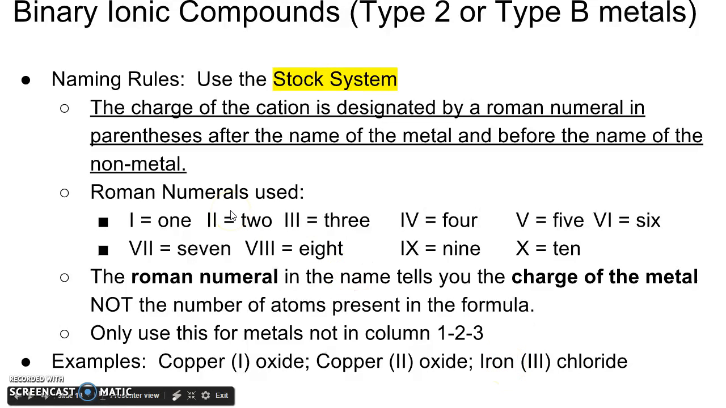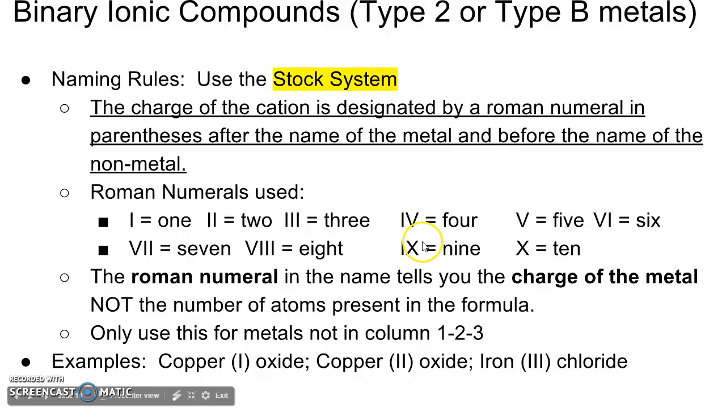So the Roman numerals that can be used, I've just gone through and given you 1 through 10, what the common Roman numerals are. Just in case you don't know what the Roman numerals are, these are the ones that you'll primarily use the most. But you must remember that the Roman numeral tells you the charge of the metal, not the number of atoms. And you are only going to use the stock system when you have a metal that is not in column 1, 2, or 3. You will only use the stock system for a type 2 or for a type B metal. You will not use this in our previous examples where you know the charges.